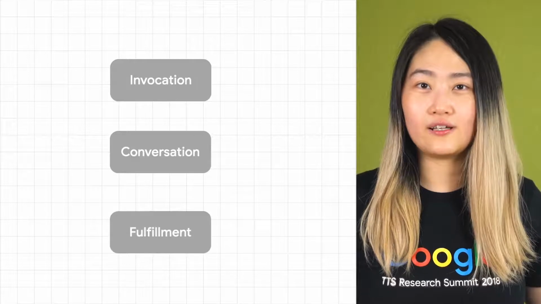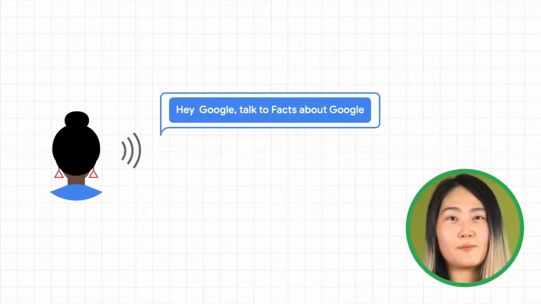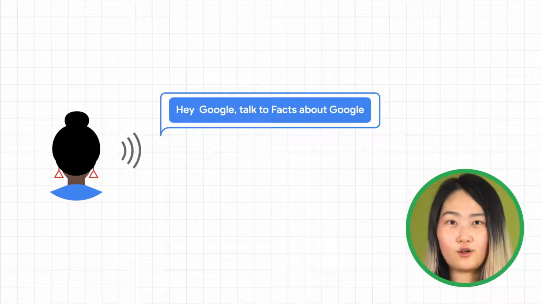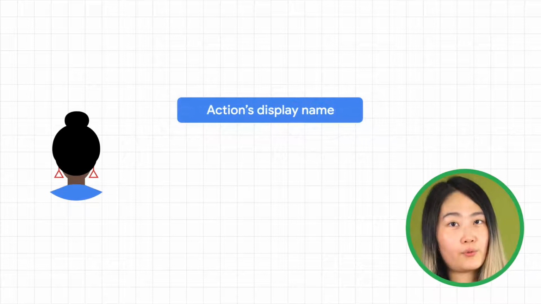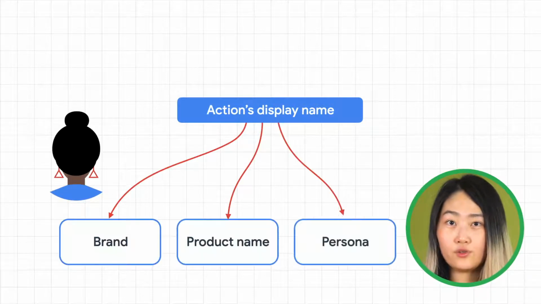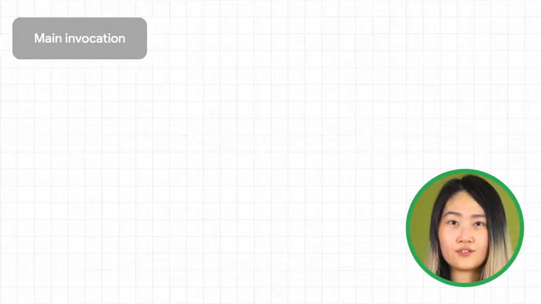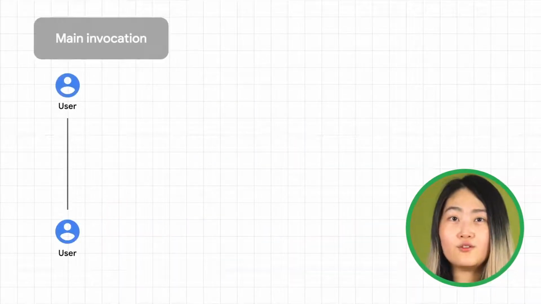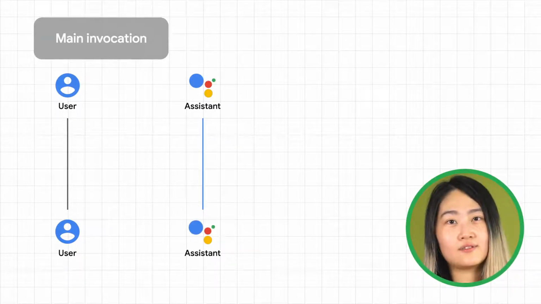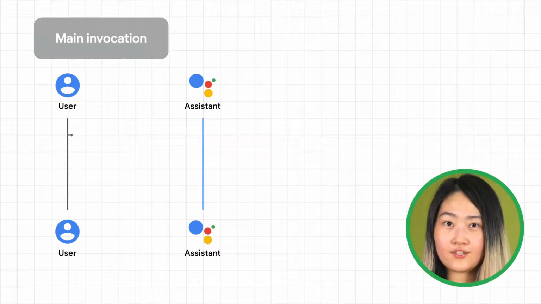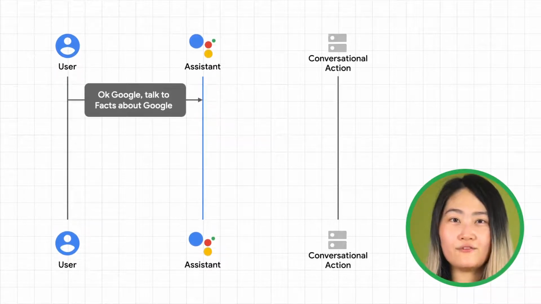Users can invoke conversational actions by simply saying, "Hey Google, talk to," and then your action's display name, which is your brand, product name, or persona that uniquely identifies your actions. We'll begin with the main invocation, which is the default way users tell the Assistant they want to have a conversation with an action. Here's the flow when an action is invoked using the main invocation.